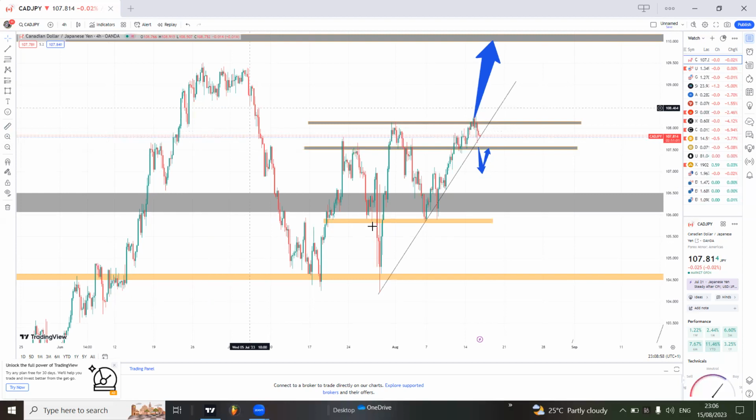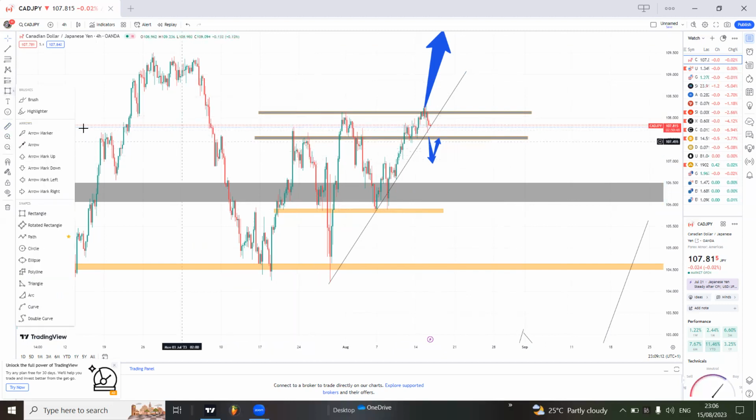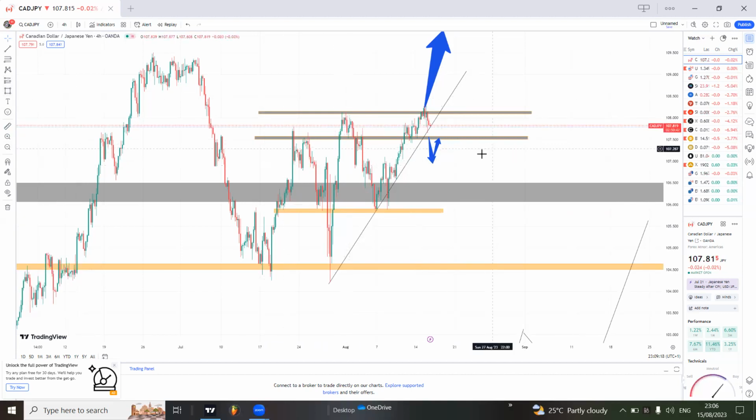I'm just watching. If it breaks down below here, I go short. About how many pips? Take my profit at the next level target. I'm looking at about 162 pips. I'll be having two take profit areas. This will be my first take profit. This will be my first take profit area.